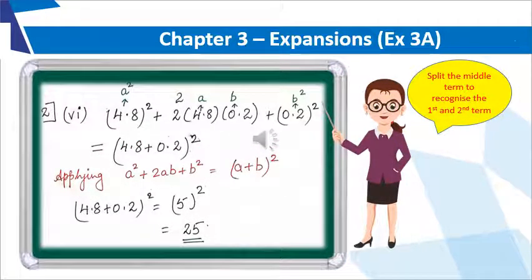Evaluate the given sum using identity. Here, split the middle term to recognize the first and the second term. 4.8 becomes the first term and 0.2 becomes the second term. Hence, applying the identity a square plus 2ab plus b square equal to a plus b the whole square, 4.8 plus 0.2 which is equal to 5, square of 5 is 25. So the answer is 25.